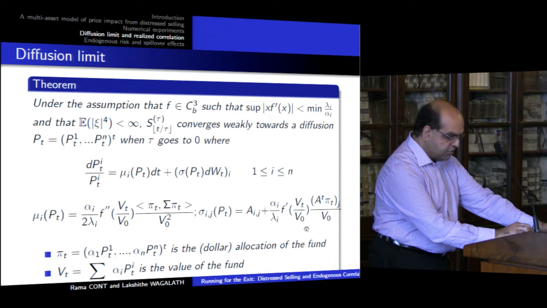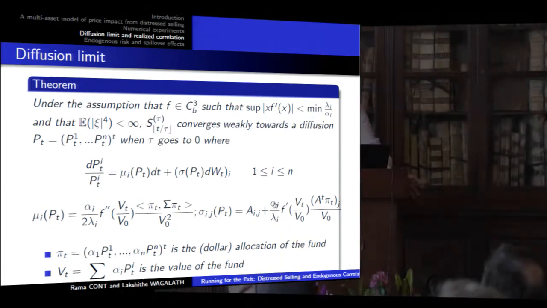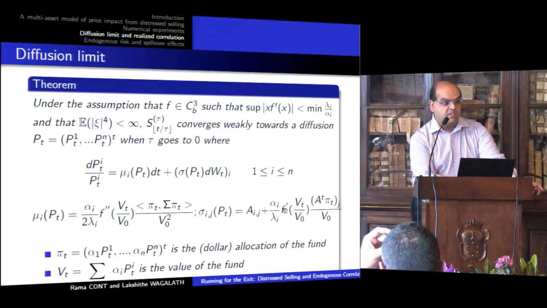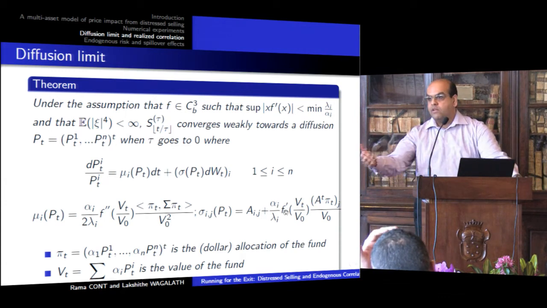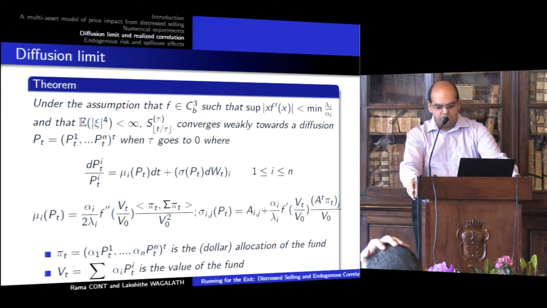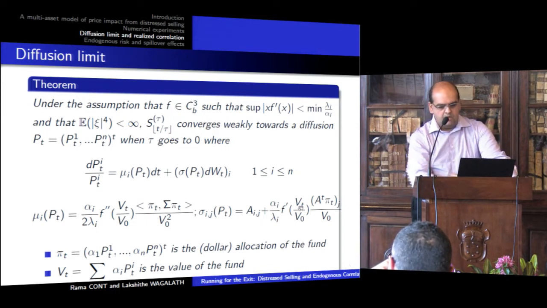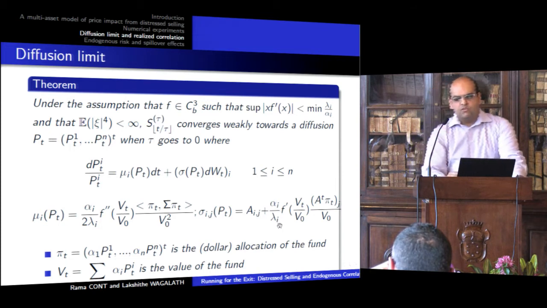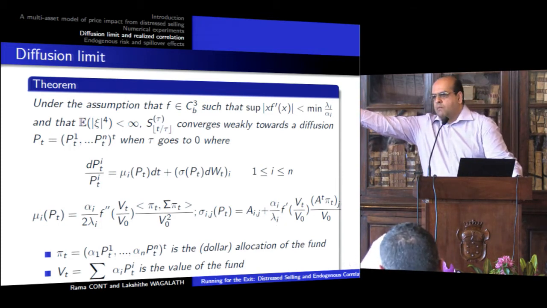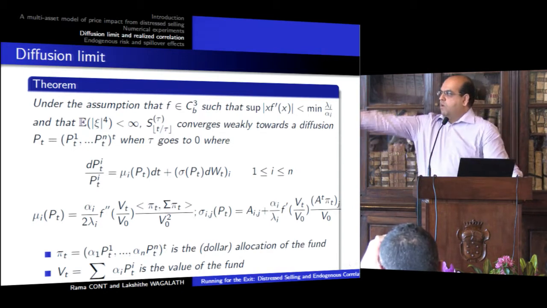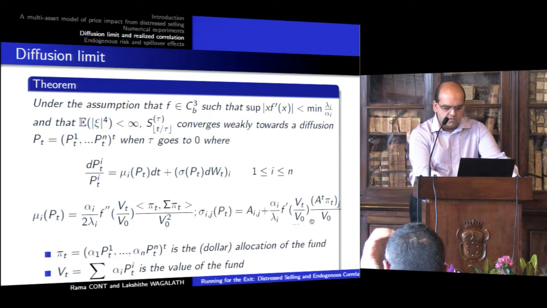And the term is proportional to something which is quite simple. Alpha I is the initial position in asset I. F prime is the derivative, the speed at which you're deleveraging. So alpha I times F prime is the volume you're liquidating per unit time. So it's very close to what you were discussing. And here, since I use a linear impact, what you have is the volume liquidated divided by the market depth. So if we use a nonlinear model, then the same nonlinear form will pop up here. If you have a square root, you have a square root here in the volatility.